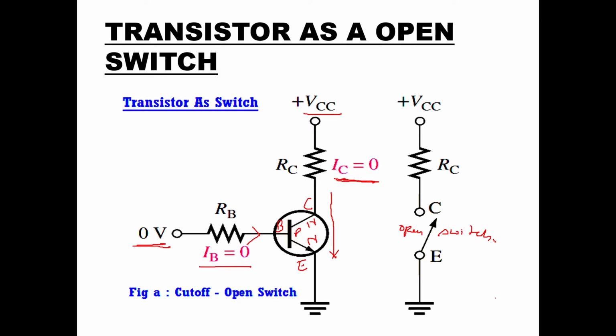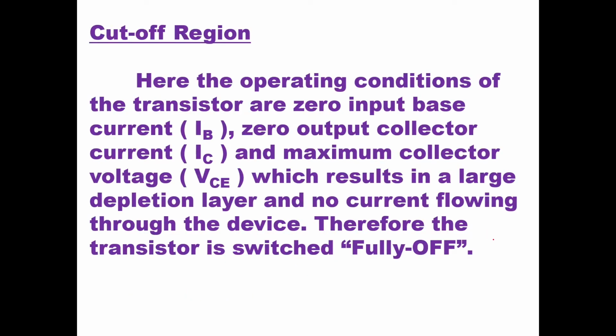Okay. So here, if you see the note on that, the operating conditions of the transistor are 0 input base current IB, that is what is important, 0 output collector current IC, and maximum collector voltage VCE. If you see the graph of the output, when the collector emitter voltage VCE is maximum, IC will be 0, which results in a large depletion layer and no current flows through the device. Therefore, the transistor is switched fully off. So it is an open switch.